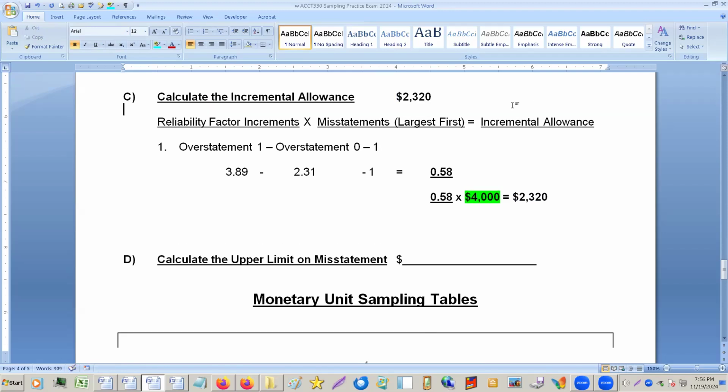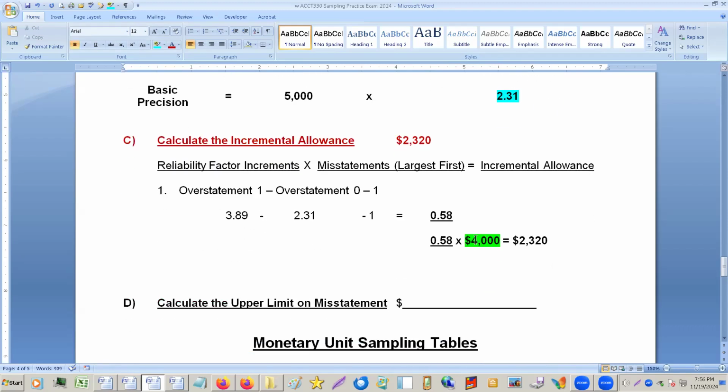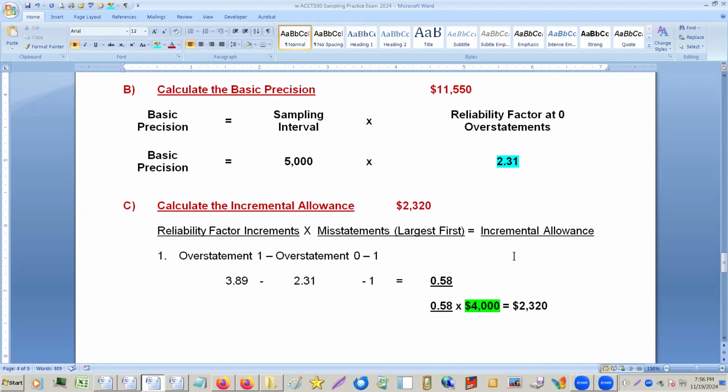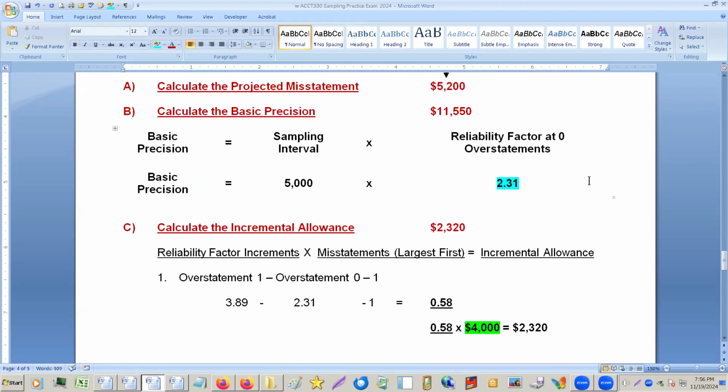And the incremental allowance is this: if something is misstated, that means there's a greater likelihood that there's more things that are misstated. And the size of it matters. Something that's misstated by a lot is different than something that's misstated by a little. And we take all three of these.